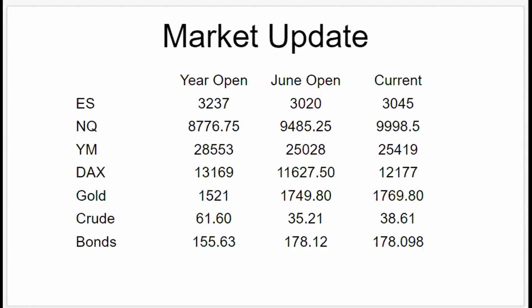Crude came from a negative number up to 42. I think we're looking at about 45 on August crude. That's the way I would look at crude going forward from here.